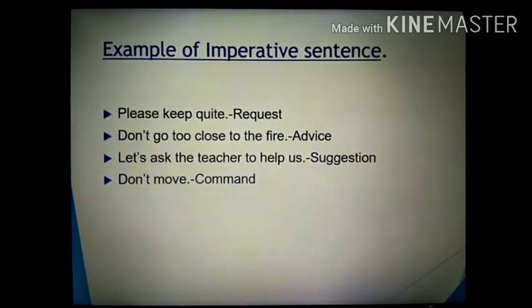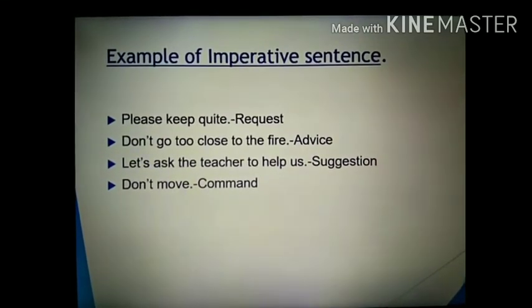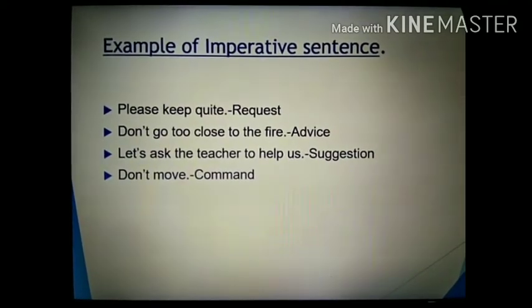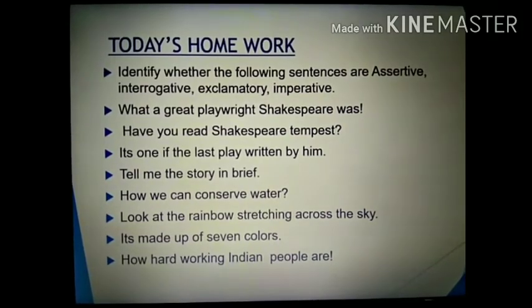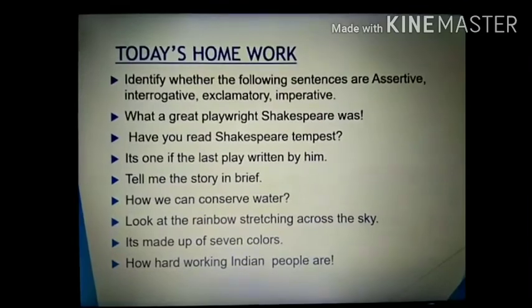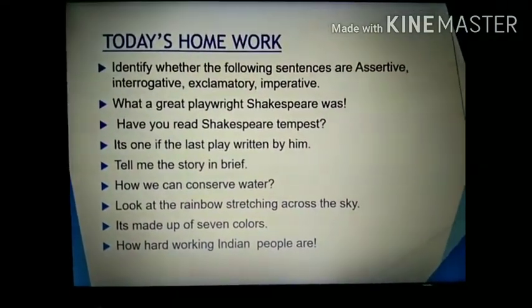I hope everybody has got the meaning of a sentence, its characteristics and its types. Now comes the homework for today. Identify whether the following sentences are assertive, interrogative, exclamatory or imperative. We will continue this topic in the next video.